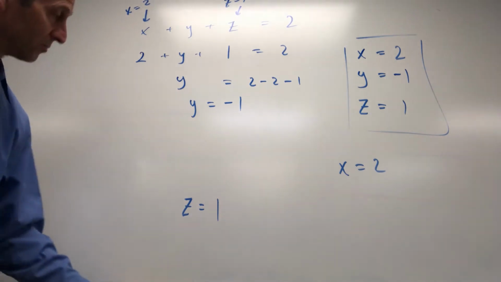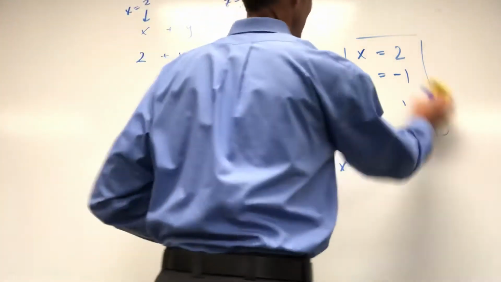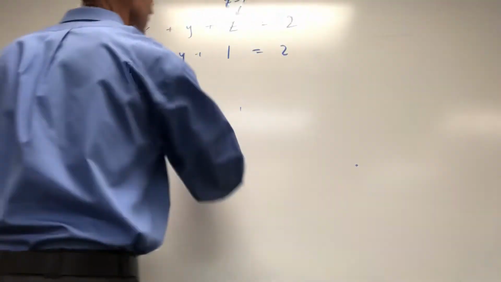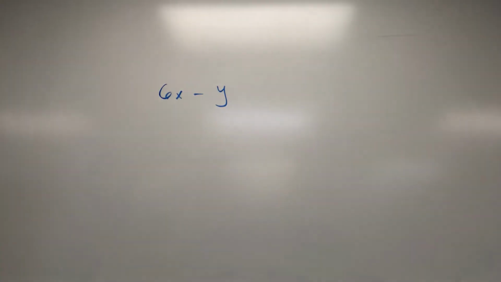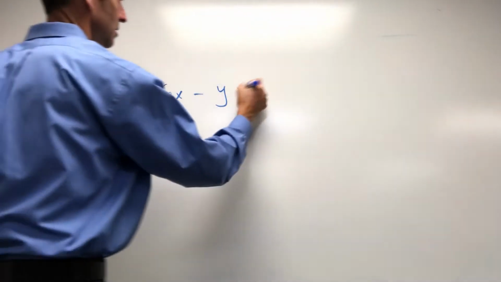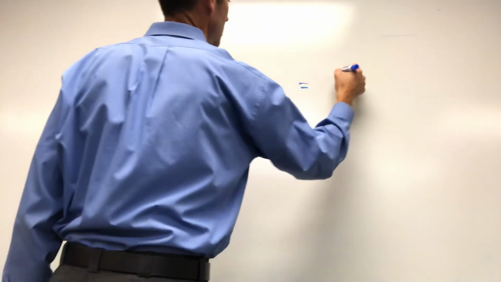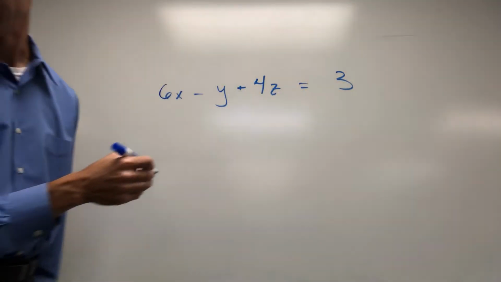Let's try one more. See if we can handle the process again. All right, let's try a second one here. So 6x minus y, what do we have here, plus 4z. I think that was negative 3. It is negative 3.